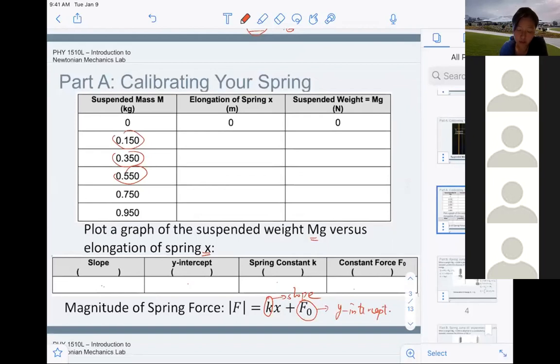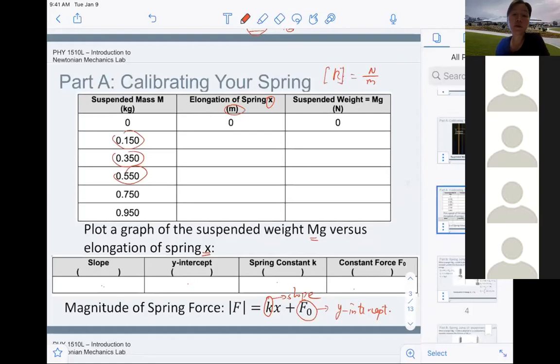Make sure that when you record the stretch or the elongation of the spring, you convert it to meters. Whatever you read on a meter stick, if you read it in centimeters, then you need to divide it by 100 to get meters. So make sure your spring constant is in the unit of newtons per meter. So K should have this kind of unit.